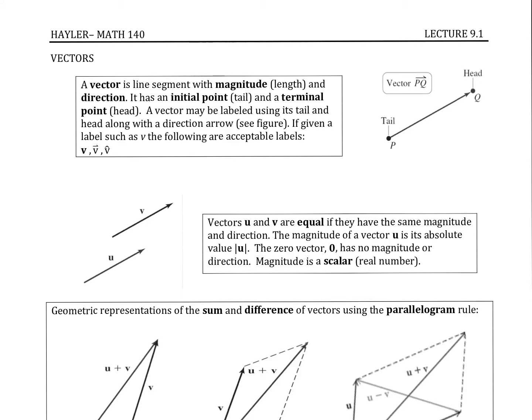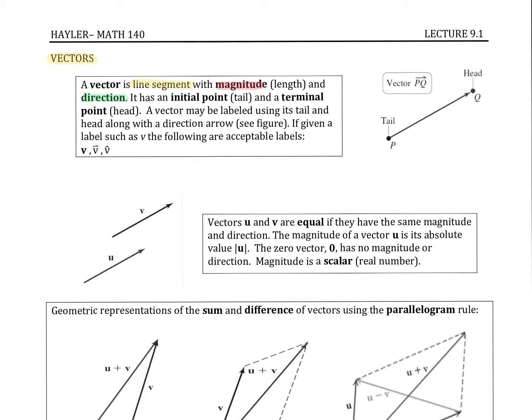Welcome to lecture 9.1. Now we are looking at something a little different than what we've been looking at before, and this is something called vectors. So what is a vector? Well, a vector is a line segment with a magnitude, which we would also call length, same word for length, and it also has a direction. Okay, so it's a line segment, but it has two things, a length and a direction that it's headed in.